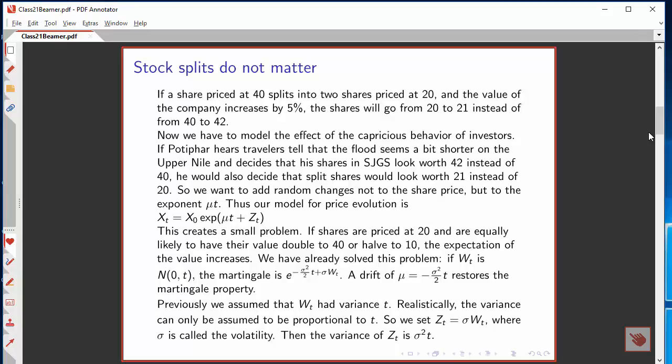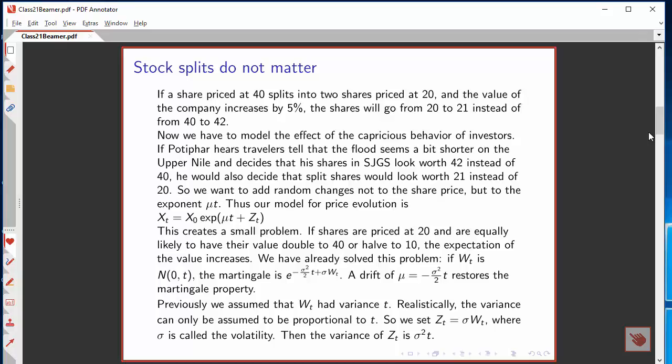And we've already addressed the problem that arises if we say a share is equally likely to double in value or halve in value, and if each of those things happens 50% of the time, the expected value will go up. We can address this issue without changing the probability of going up from 1/2 by introducing a drift, and we know what the right drift is. The drift is mu equals minus sigma squared over 2 times t, because we know that if we add that in the exponent to sigma times omega sub t, we created a martingale. We proved that a couple of weeks ago.